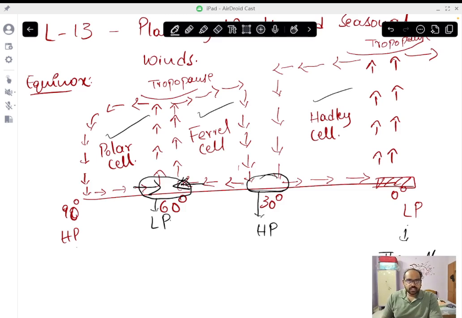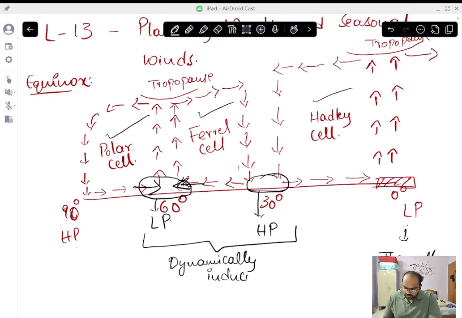In subtropical and subpolar region, high pressure and low pressure are developed due to convergence and divergence. So it is dynamically induced. So due to temperatures and pressures, different types of pressures are developed at different parts of the earth. These are called pressure belts. Due to these pressure belts, winds circulate in a certain way and develop three types of cells called polar cell, Ferrel cell, and Hadley cell. Similarly, these cells will be seen in the southern hemisphere also.